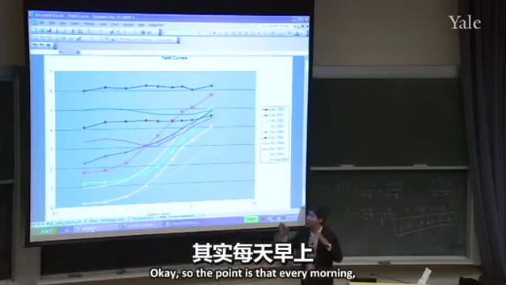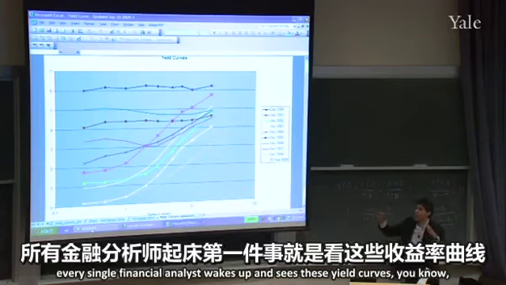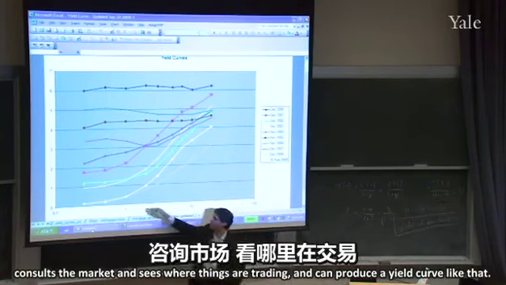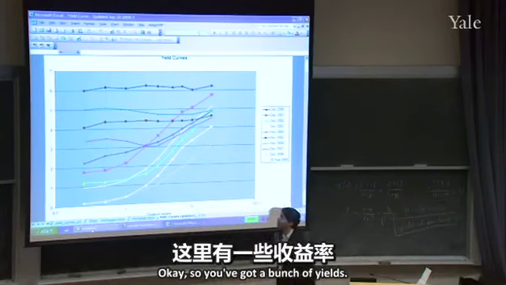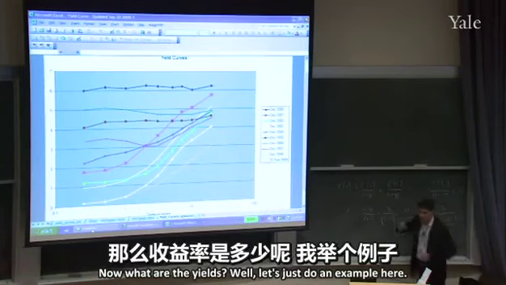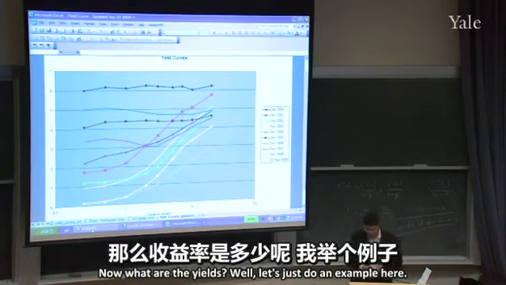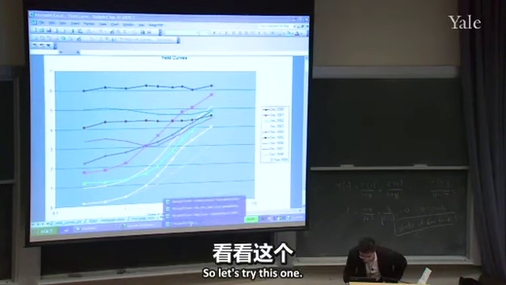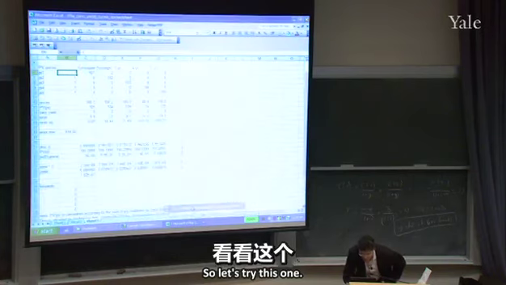Every morning, every single financial analyst wakes up and sees these yield curves, consults the market and sees where things are trading and can produce a yield curve like that. So you've got a bunch of yields. Now, what are the yields? Well, let's just do an example here. I'm going to make up an example, which is very easy to compute.